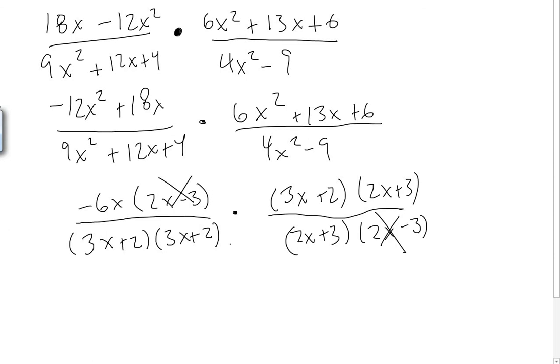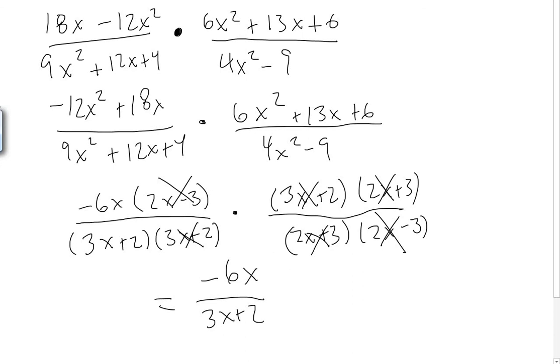Now, there are some other terms that cross-simplify. A 3x plus 2 cross-simplifies with this 3x plus 2. And again, a 2x plus 3 cancels with a 2x plus 3. But this time, not everything canceled out. So I'm just left with negative 6x over 3x plus 2. And that's the best I can do. So again, I recommend you write it in standard form and then factor everything.